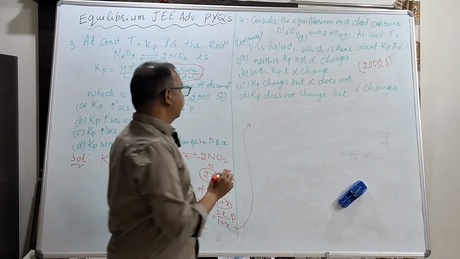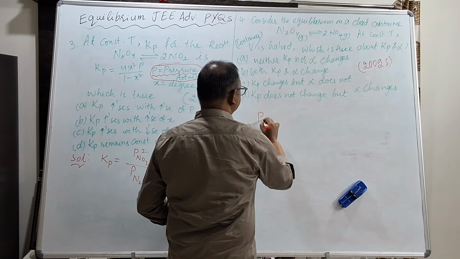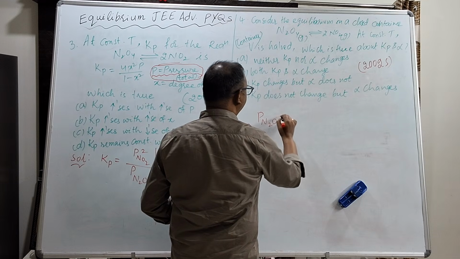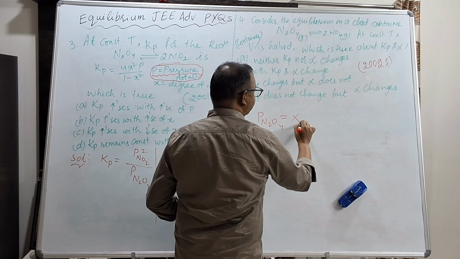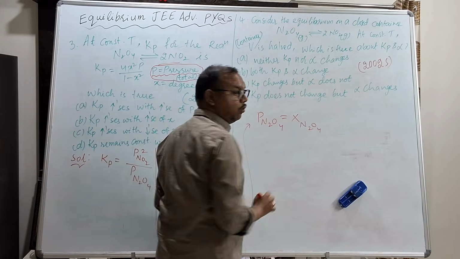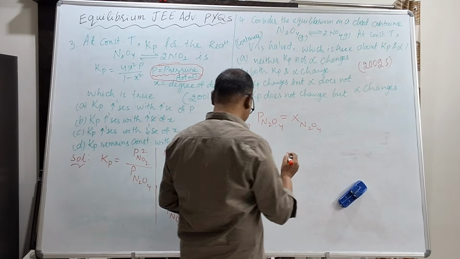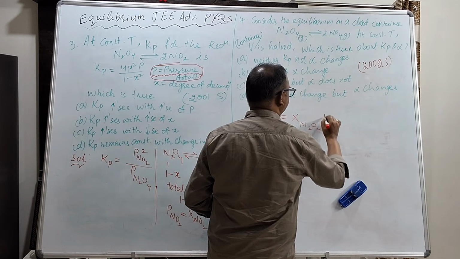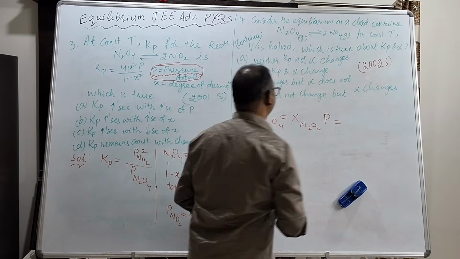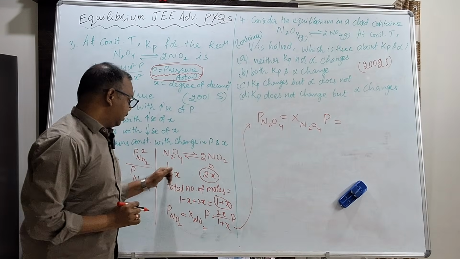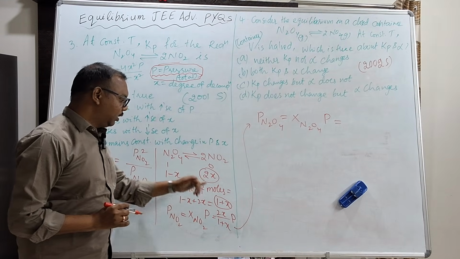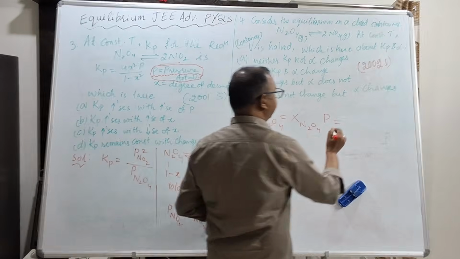Right now, the partial pressure of N2O4 is equal to the mole fraction of N2O4 into total pressure. Mole fraction of N2O4, how much? The number of moles at equilibrium by the total number of moles. That means what can we write here?